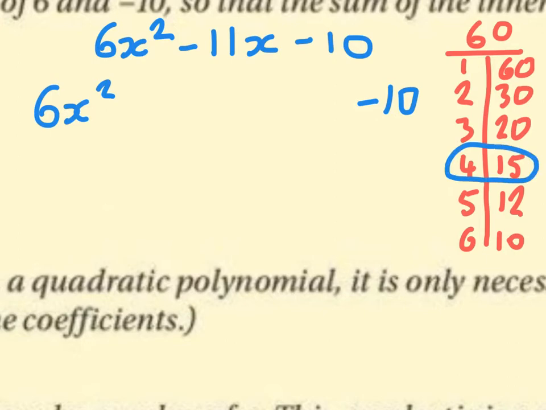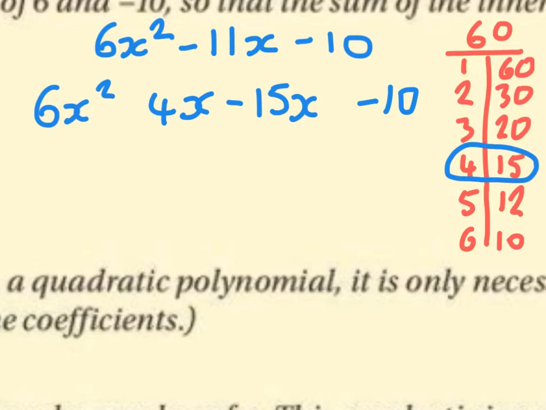So I'm going to bring down the minus 11x and I'm going to change it to 4x minus 15x, because 4 minus 15 gives me minus 11 and 4 multiplied by 15 gives me 60.